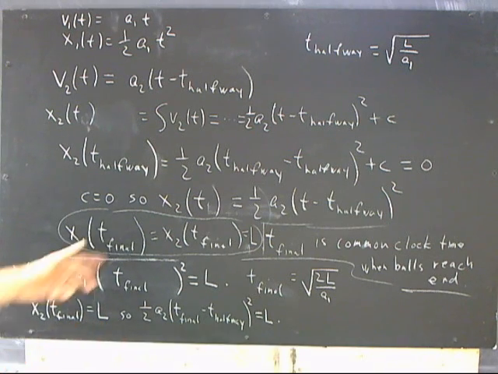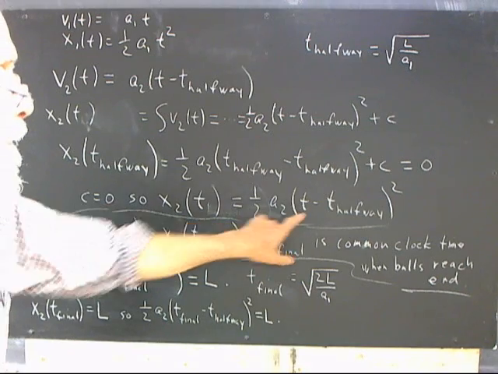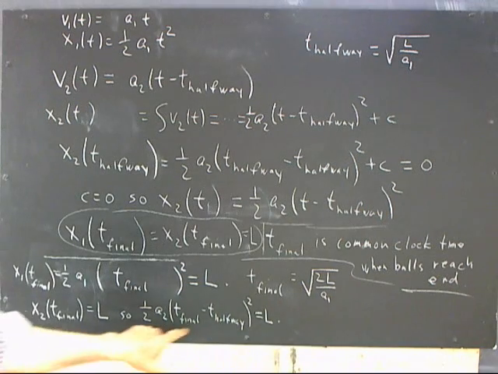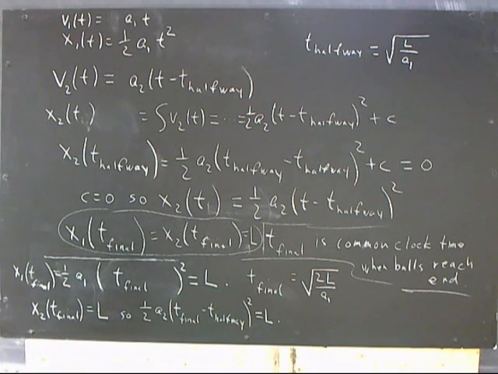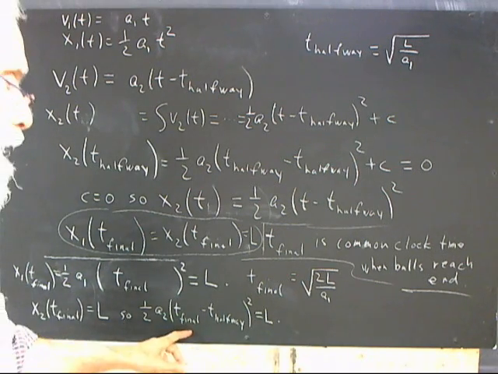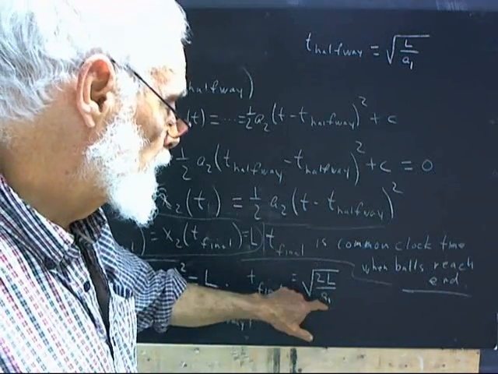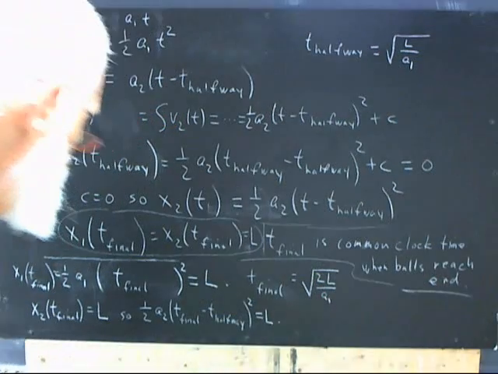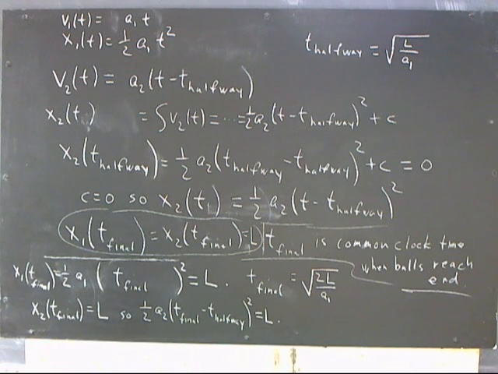Well, what's x2 of t? Well, here's your x2 of t. We plug t final in for t, and this expression becomes this expression, the only difference being that t is replaced by t final. That's equal to L. Now, t halfway and t final are both quantities that we know in terms of the quantities that were given, the acceleration a1 and L. So this is an equation we can easily solve for a2.